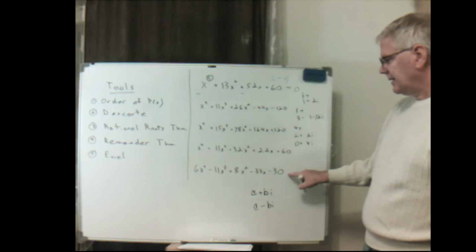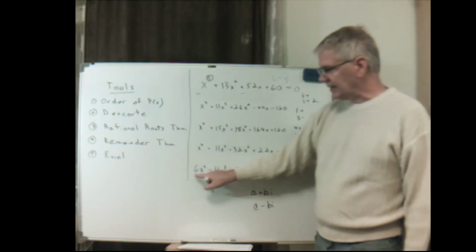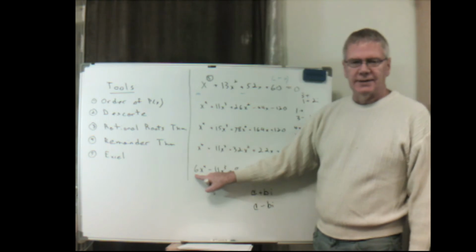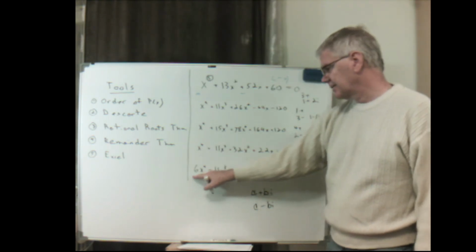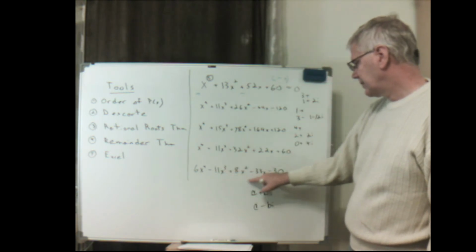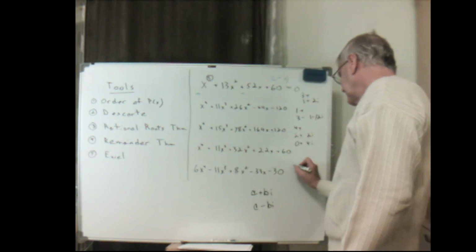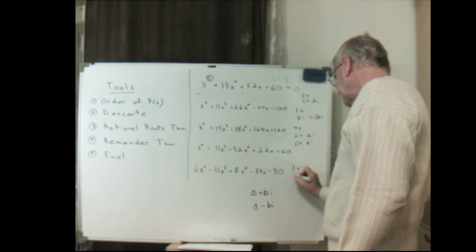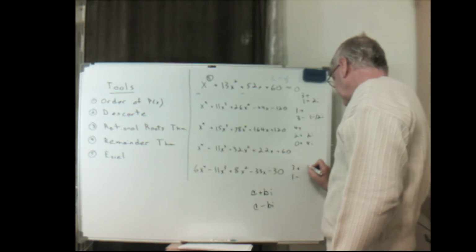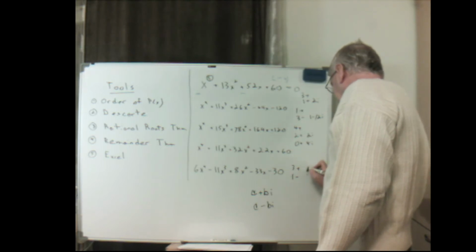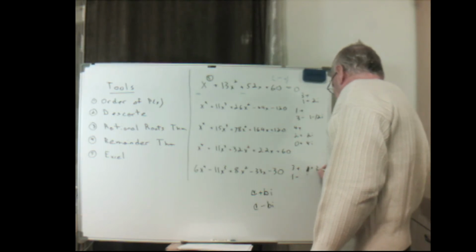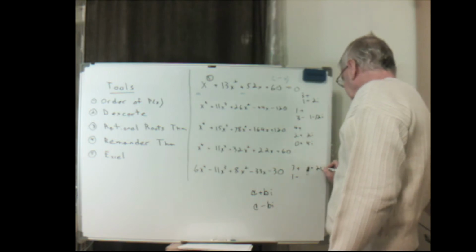And down here, what's different is I have a leading coefficient. And that'll make a difference later on. But for now, we still use Descartes' rule. We have 1, 2, 3 sign changes. We have 3 positive roots and 1 negative root, or 1 positive and 2 imaginary.